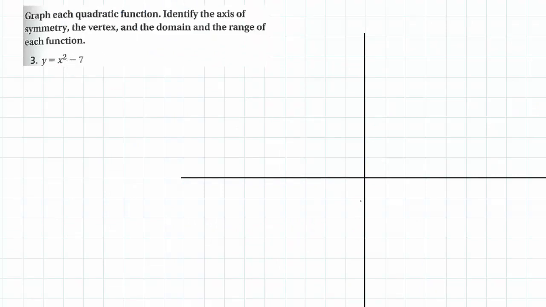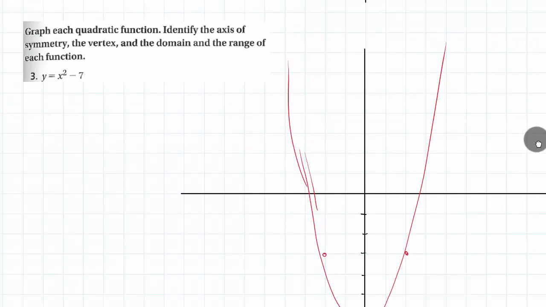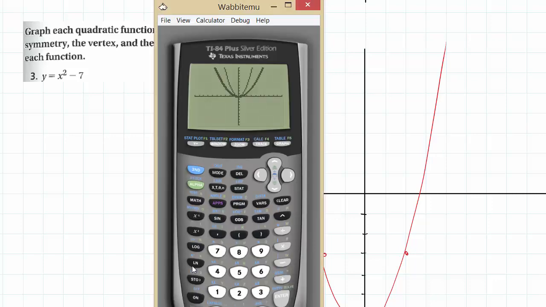The next one, we're just trying to graph this equation, and I'm trying to get the axis of symmetry, the vertex, the domain, and the range. So I can plot some points here. I know that this is just a regular parabola. It's shifted down by 7 units. I can get a sketch of that just to confirm that that's what's happening.